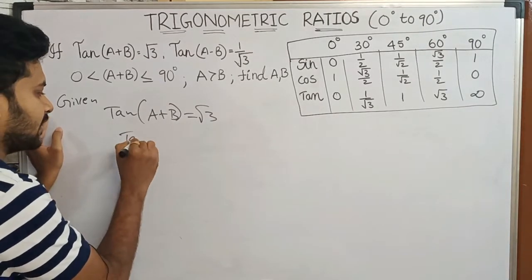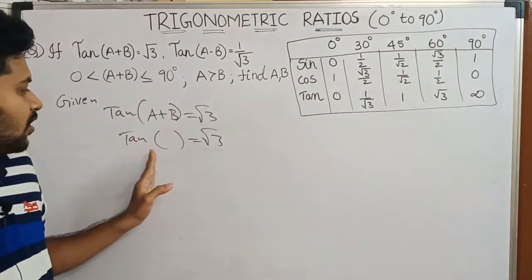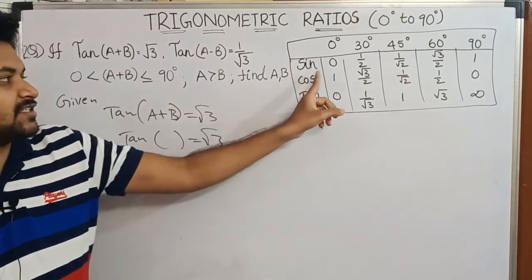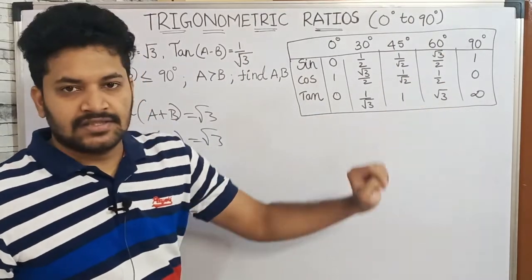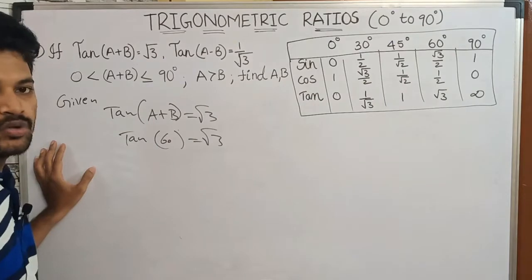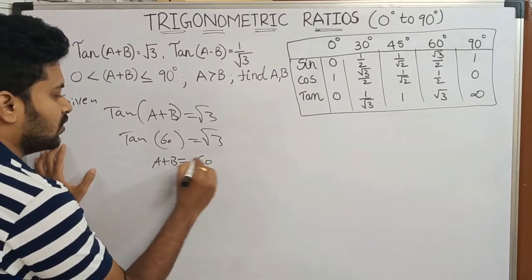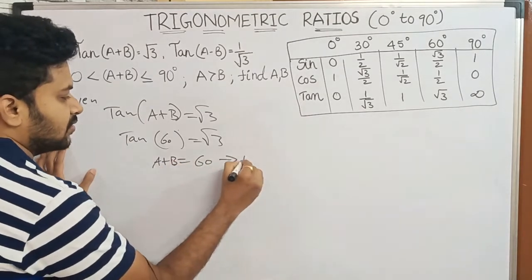About tan, you should think: tan of what is equal to root 3? Let us check. Tan 60 is root 3. So tan 60 degree is root 3. So here what you should understand is that a plus b is equal to 60.